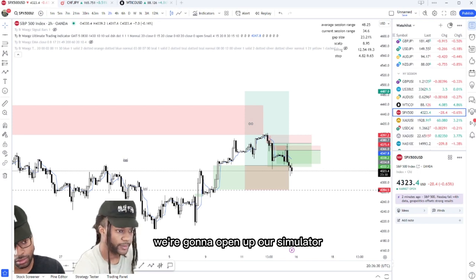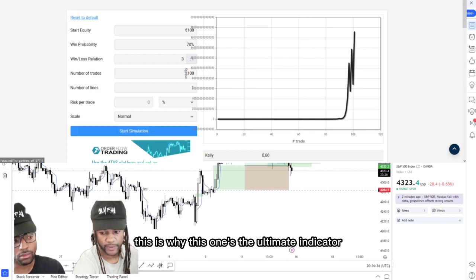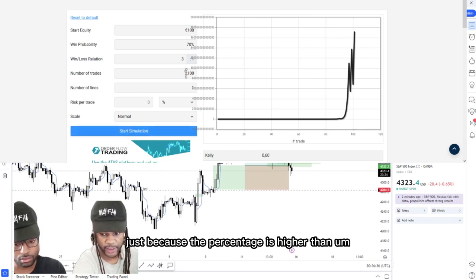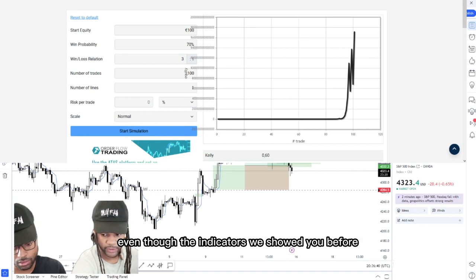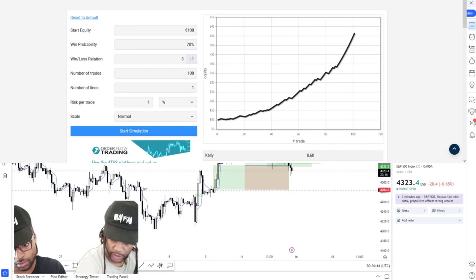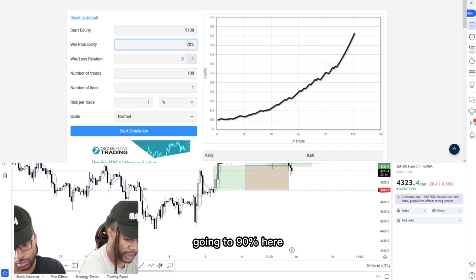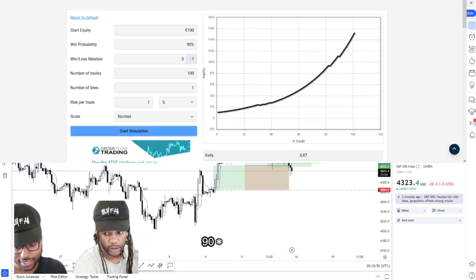gonna open up our simulator. And this is why this one's the ultimate indicator, just because the percentage is higher than even the other indicators we showed you before. We're going to 90% here. And me and Will just working really long on these indicators. Like, yeah. So 90% right here.